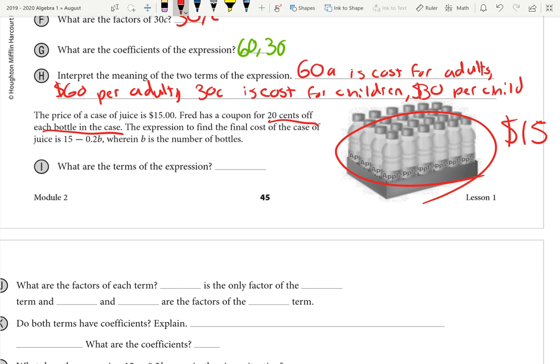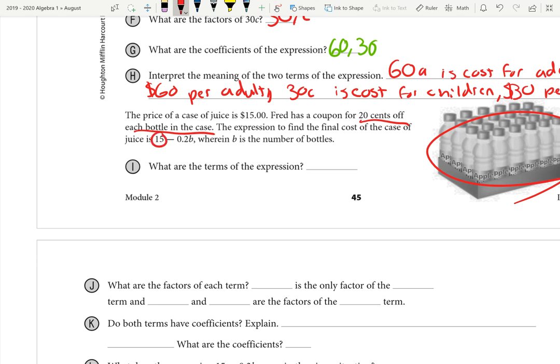Now, because the coupon is taking off money, you have the $15 for the case itself, but then you're going to subtract 20 cents for every single bottle in that case, which is why you see the expression the way it is. You wouldn't add because then you would pay more money, which doesn't make sense. The case is $15, but you're getting a discount, so you're going to pay a little less than 15. You're going to pay 20 cents for every single bottle less.